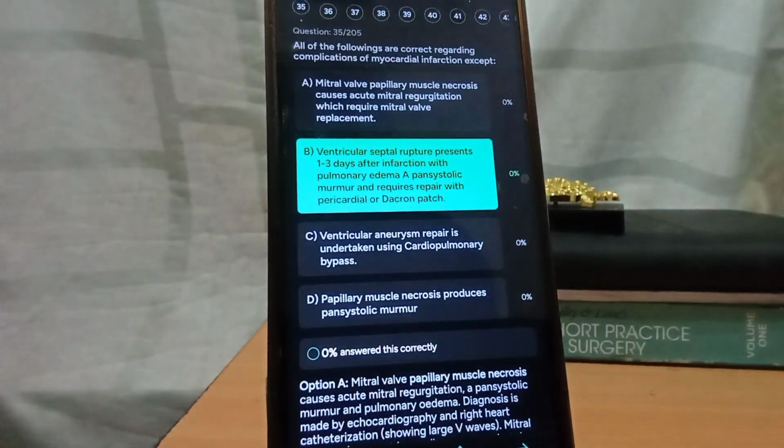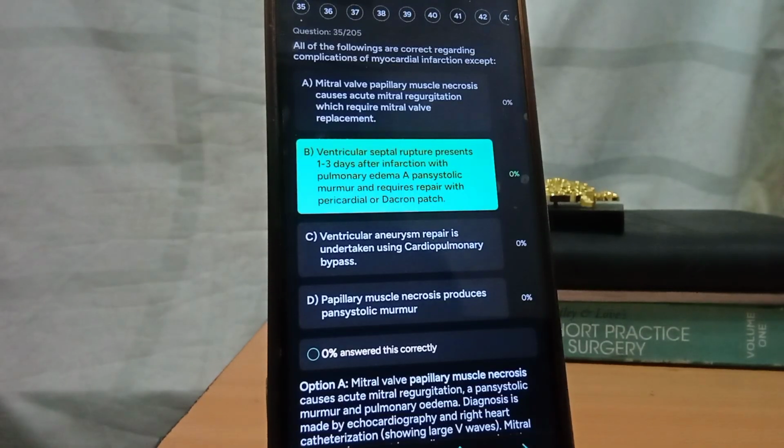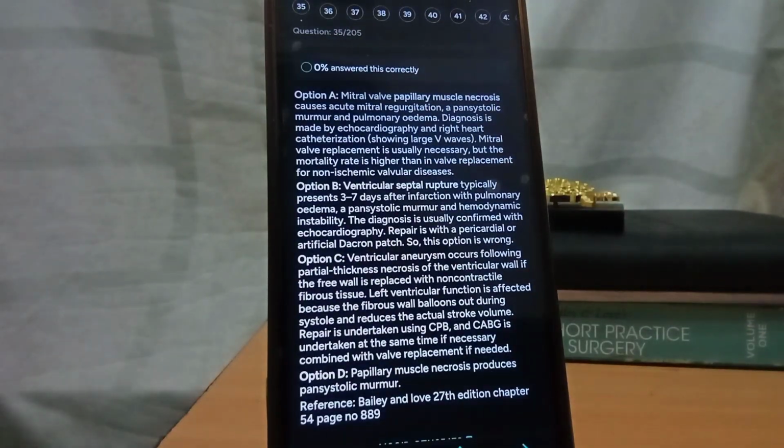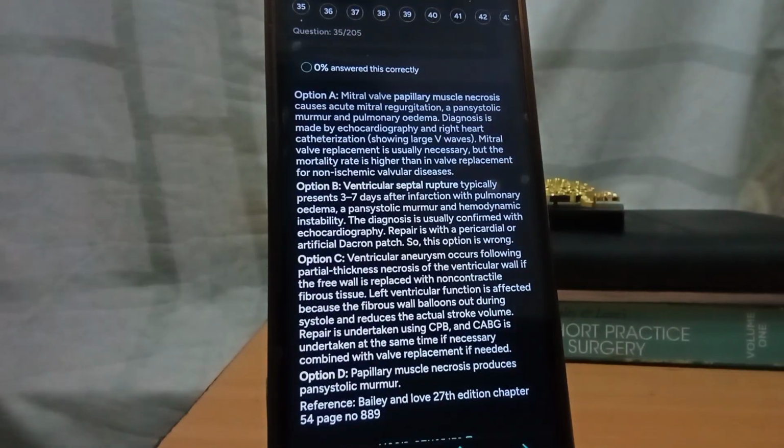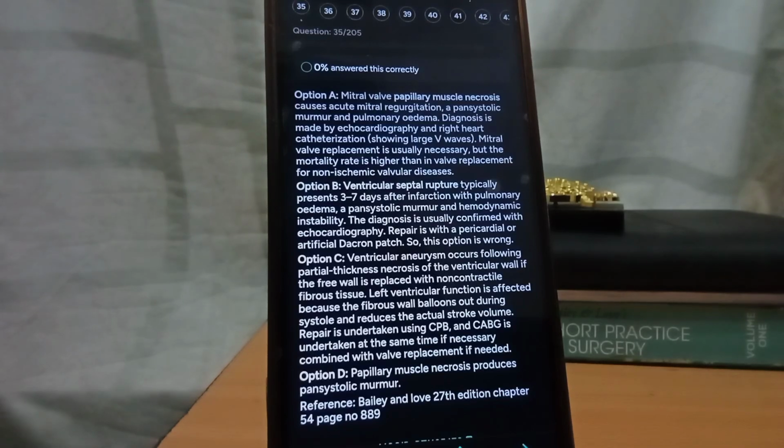So the question is, all of the following are correct complications of myocardial infarction except B. Option A is mitral valve papillary muscle necrosis, which causes acute mitral regurgitation, pansystolic murmur, and pulmonary edema. Diagnosis is made by echocardiography and right heart catheterization. Mitral valve replacement is usually necessary, but the mortality rate is higher than in valve replacement for non-ischemic valvular disease.